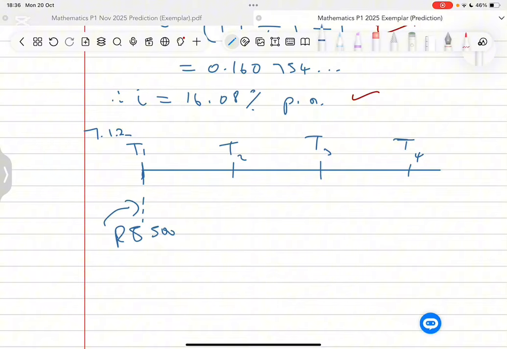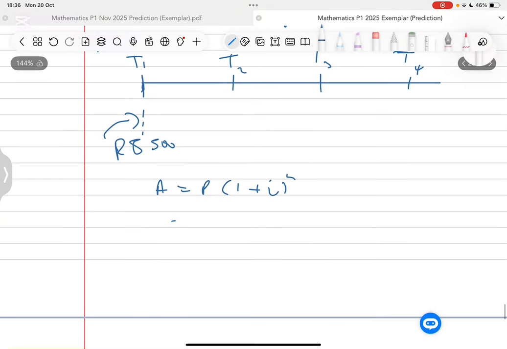Now, if you check this, we're saying this money is compounding every year. That means we are going to use the compound interest formula, which is given by A equals P times (1 plus i) to the power n. And we know that our principal amount, the original amount that was deposited, is 8,500. And here we have 1 plus 0.160754, and it takes 3 years to be in the investment.